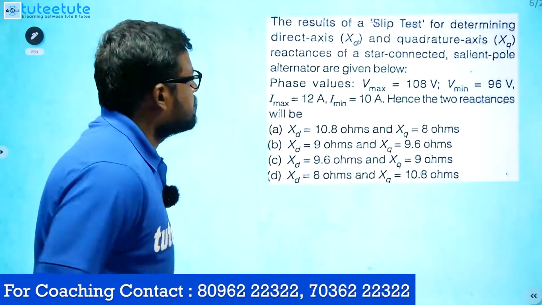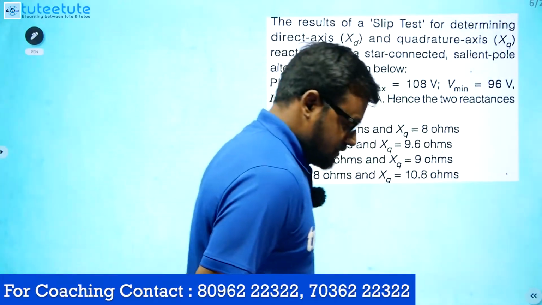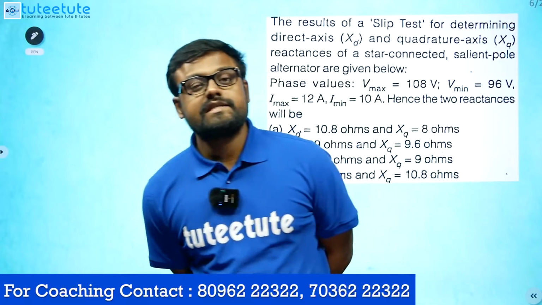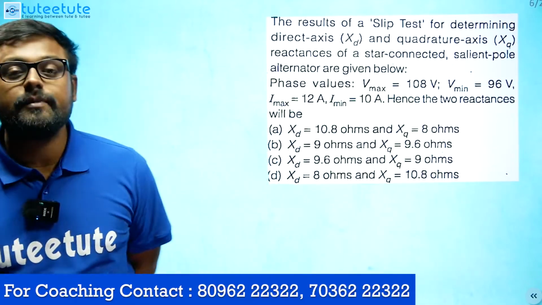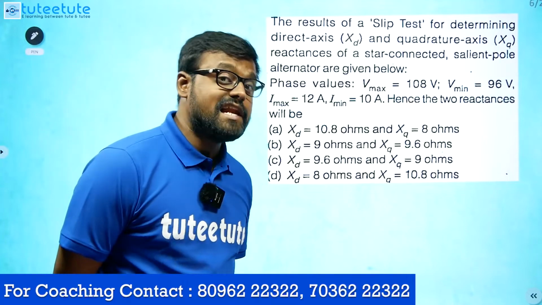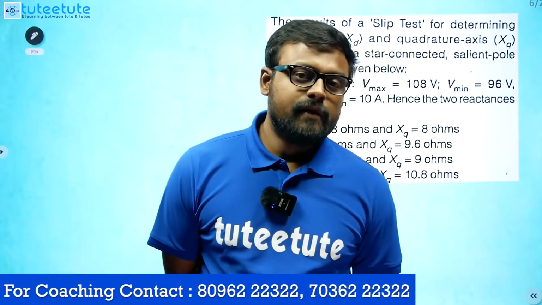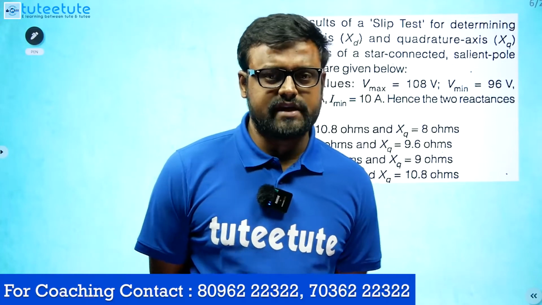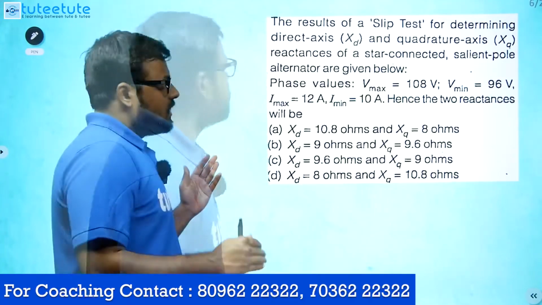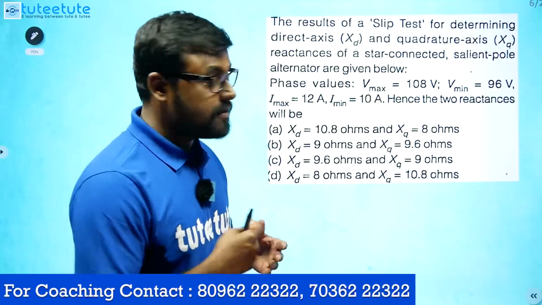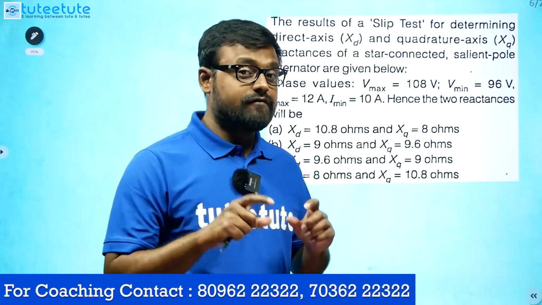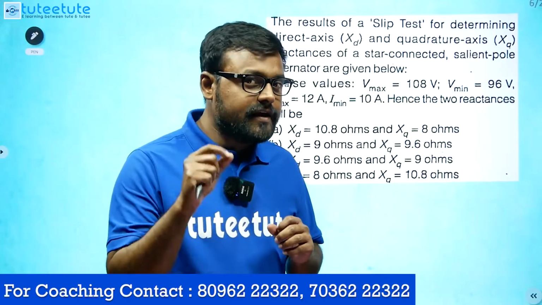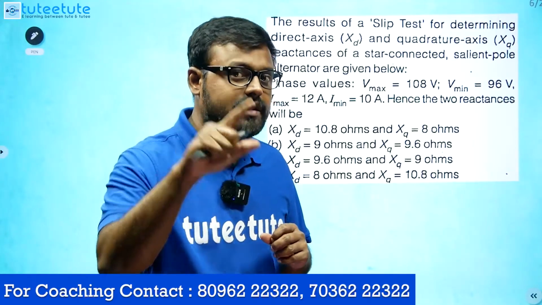Now the results of this slip test. So we have done the slip test, right? What is a slip test? It is an experiment to be performed on a salient pole machine to find the direct axis synchronous reactance and quadrature axis synchronous reactance, XD and XQ. Now we have conducted the experiment and found the values of XD and XQ by taking the readings of the voltmeter and ammeter, if you remember that.